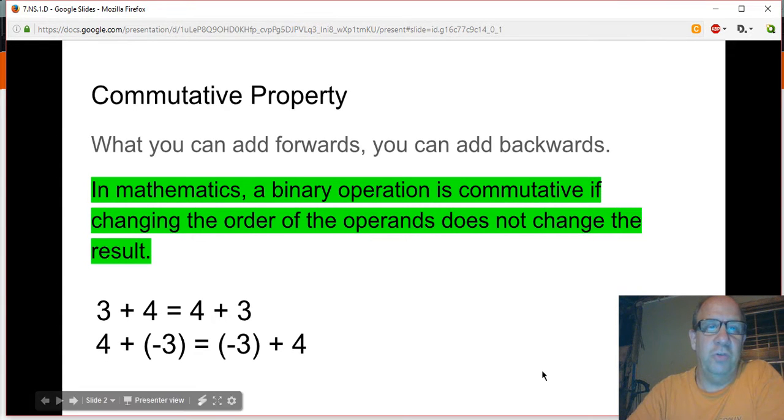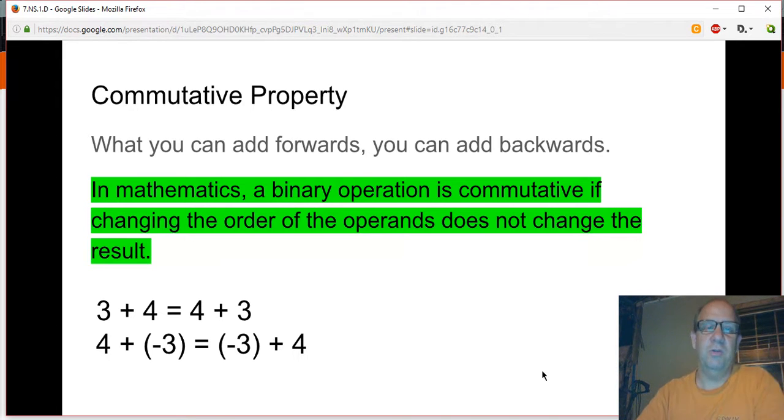Commutative property. What you can do forwards, you can add backwards. So in mathematics, a binary operation is commutative if changing the order of the operands does not change the result, forwards and backwards. So 3 plus 4 is 4 plus 3. It also works when you're adding negatives. So 4 plus a negative 3 equals negative 3 plus 4. We know that 4 minus 3 does not equal 3 minus 4, but 4 minus 3 also is the same as 4 plus a negative 3, and then you can switch it backwards.